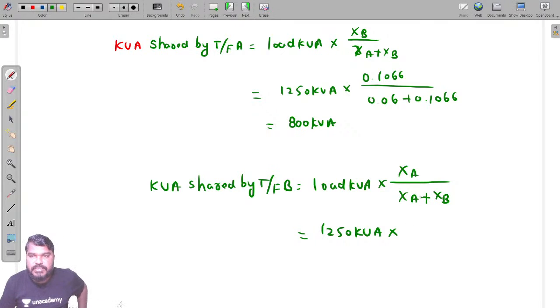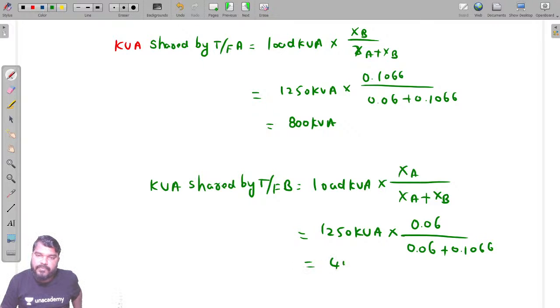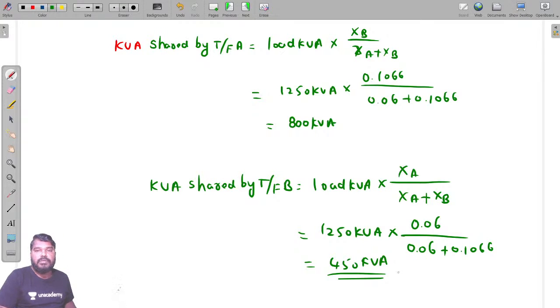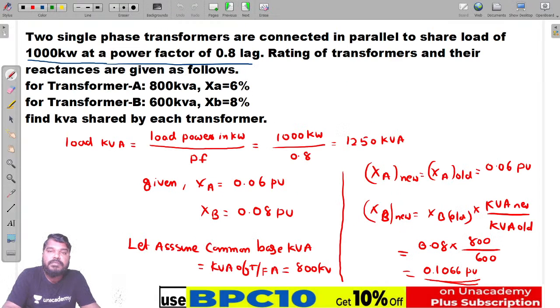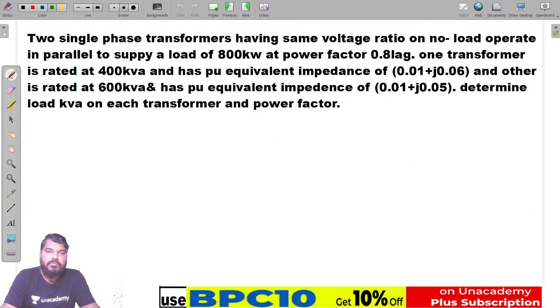XA we already got, that is 0.06 divided by 0.06 plus 0.1066. So now it is equal to 450 kVA. Right. This is the answer for this question. Like this we have two answers. All of you clear now? So next, one more question.